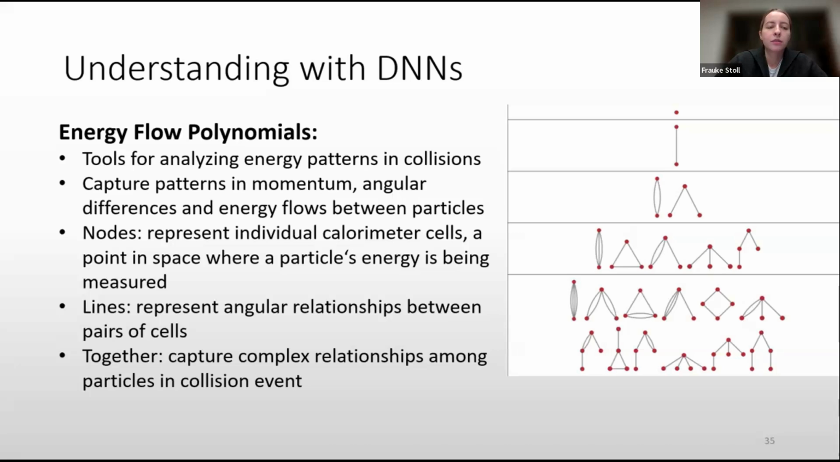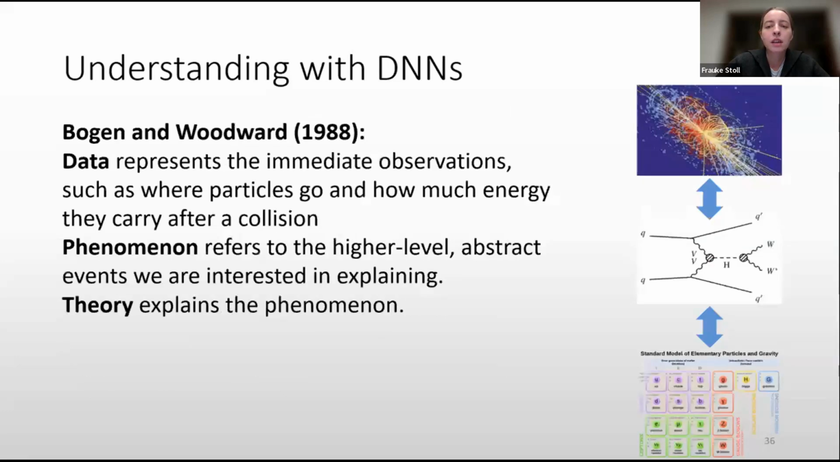Now the question is, what is the difference between using mass, rapidity difference, and so on to translate the decision of the deep neural network, and what is the difference to using EFPs? What makes a lot of sense to talk about this distinction is the distinction between data, phenomenon, and theory by Bogen and Woodward. They said that the data represents the immediate observations, such as where particles go and how much energy they carry after collision. So it's what is fed into the deep neural network, the information of the calorimeter cells of the energy that was being tracked in a collision event.